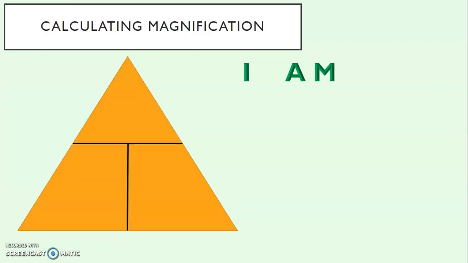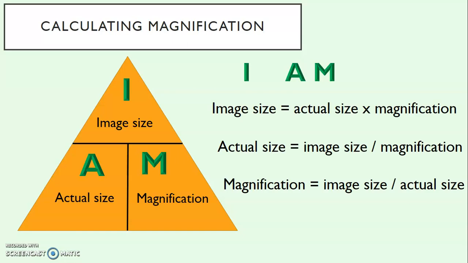Okay, so next thing we need to have a look at is calculating magnification, and the thing to remember for this is I AM. If you can remember I AM, you can work out all of the different formulas. So I is image size, A is actual size, and M is magnification. So the image size is equal to actual size times magnification.